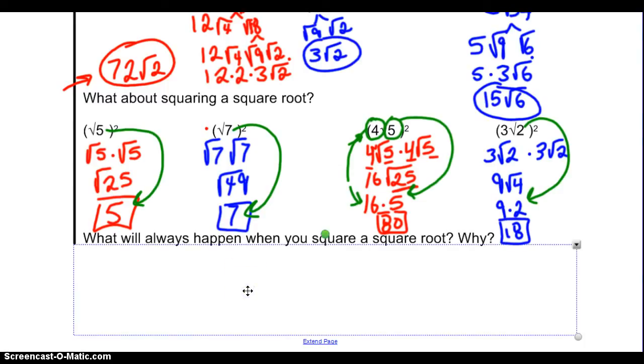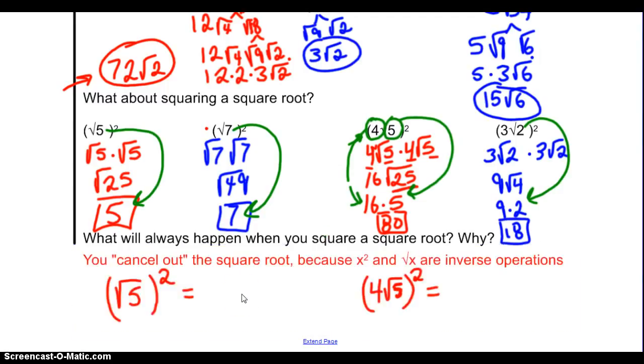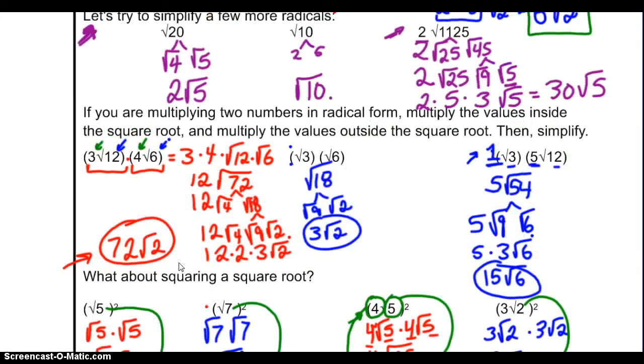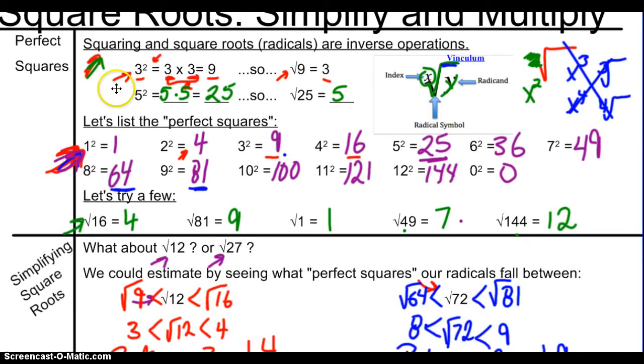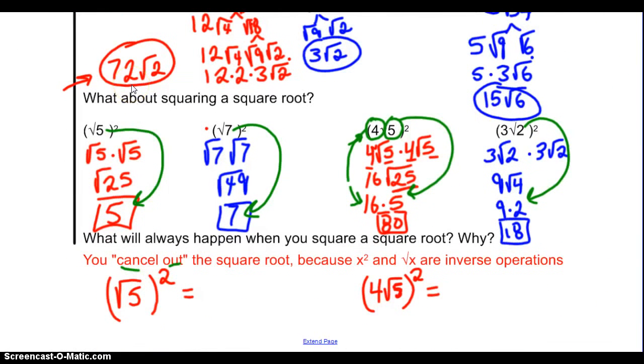And so looking at these observations, it seems like when you square a square root, you are canceling out the square root. Remember, that's because up at the very top, we said that squaring and square roots are inverse operations. So they kind of cancel each other out. And so when I look at something like the square root of 5 squared, I can just say those are inverse operations. The square root of 5 squared is simply 5.